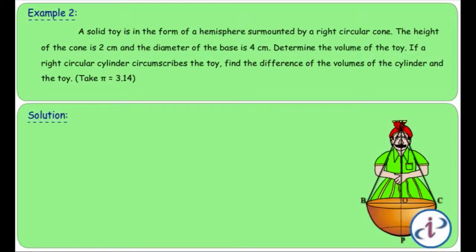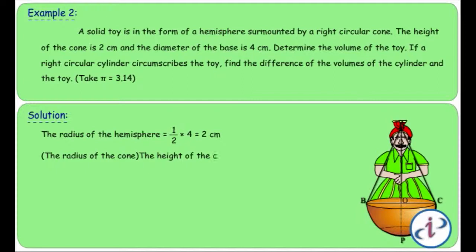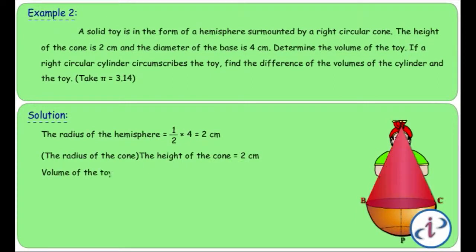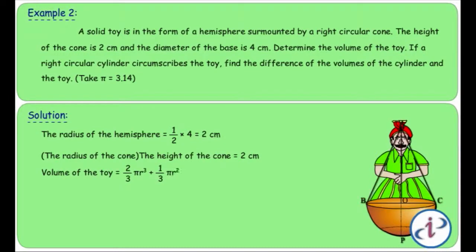Let BPC be the hemisphere and ABC be the cone standing on the base of the hemisphere. The radius BO of the hemisphere as well as of the cone is equal to 2 centimeters. The height of the cone is equal to 2 centimeters. Volume of the toy is the sum of the volumes of the cone and the hemisphere.